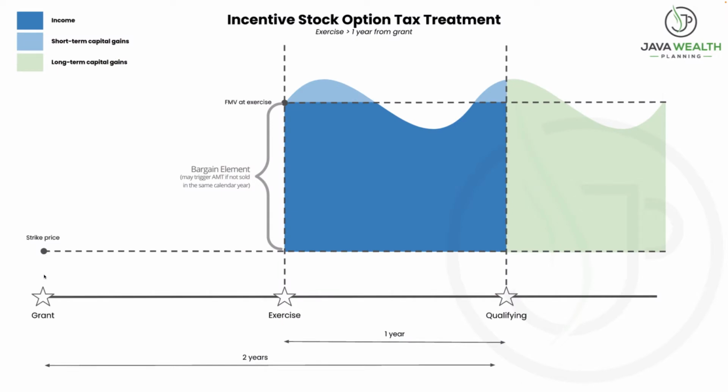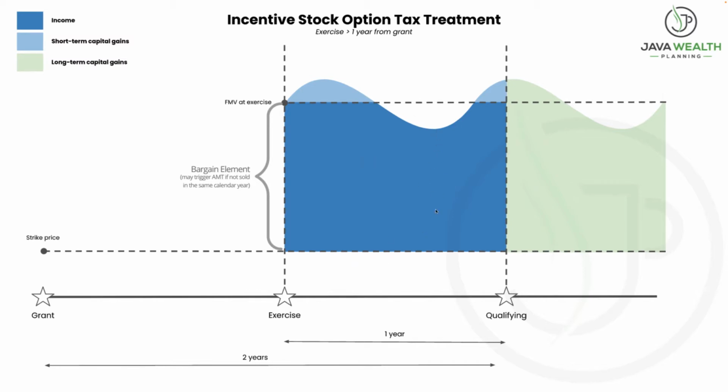Whenever an ISO is granted, it has a strike price. And then on the date that you exercise it, if you were to immediately sell it, the difference between the strike price and the fair market value at exercise is all considered income. That's just the same as with non-qualified stock options. But if you choose to hold on to the incentive stock option, then from that point, if it's sold later after the stock price has gone up, anything above the fair market value is short-term capital gains, and if it goes below, it just lowers the amount of income that's realized.